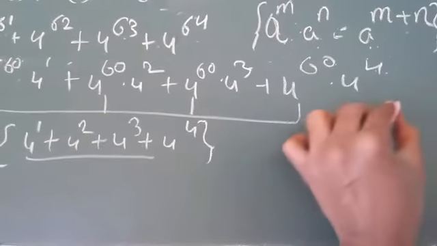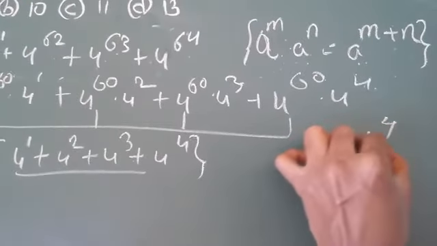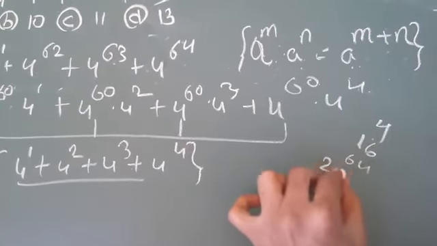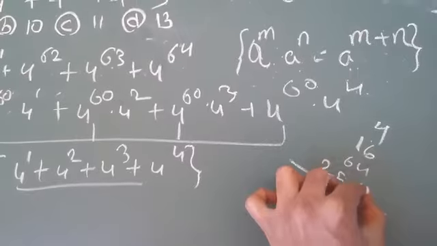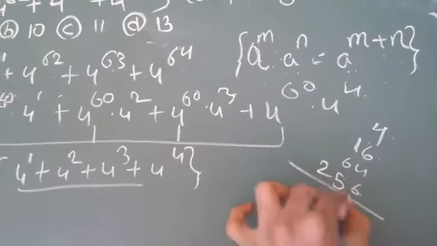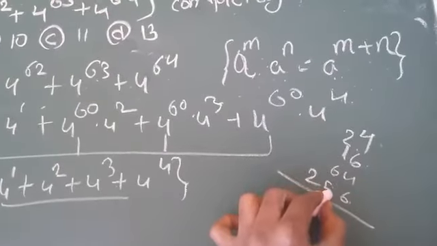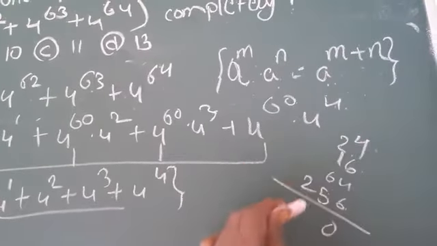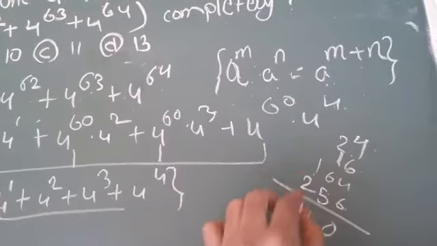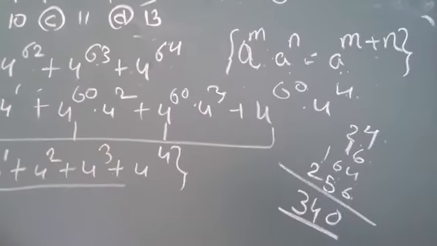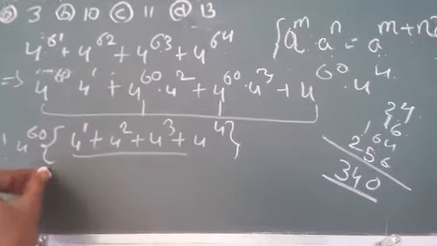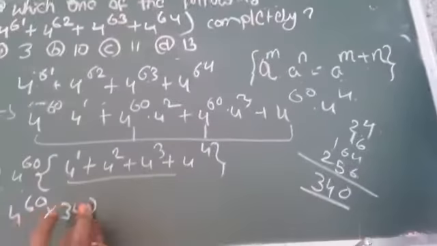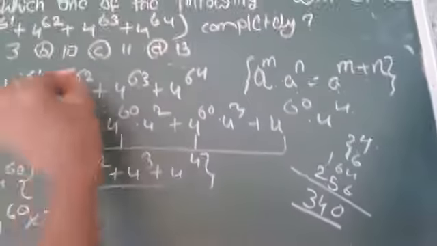Add these: 4, plus 4 square is 16, 4 cube is 64, 4 power 4 is 256. Adding them gives 340. So we have 4 power 60 into 340. There is no chance, as 340 is not divisible by anything given.